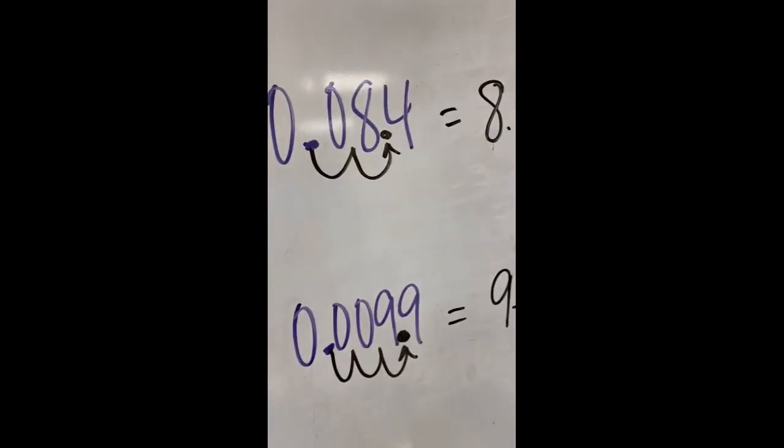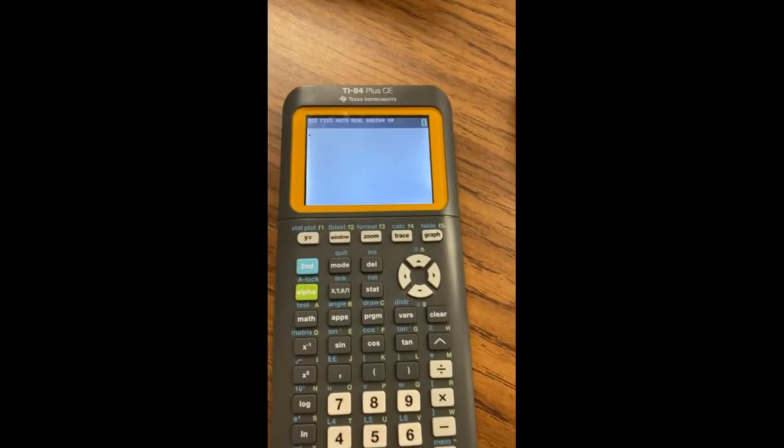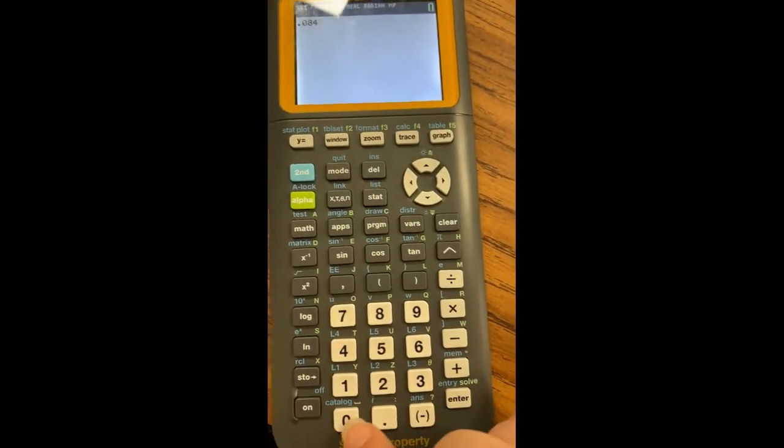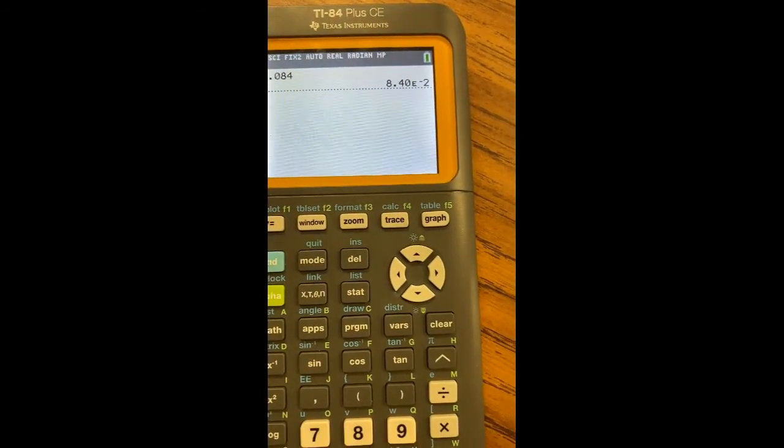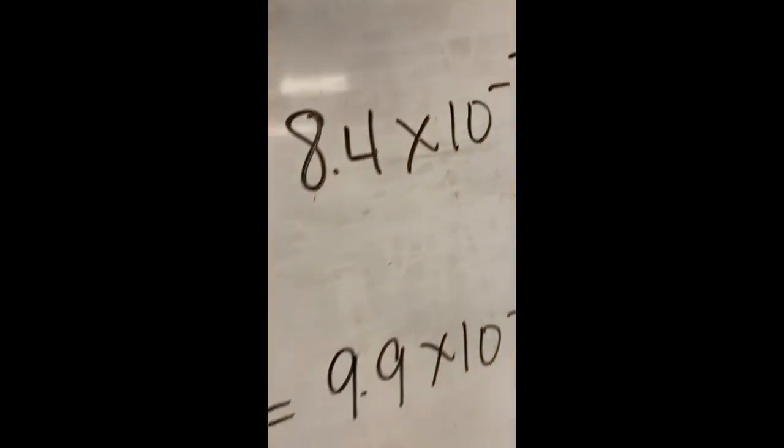Okay, if I wanted to do this one, 0.084, we got 8.4 times 10 to the negative 2nd. So I'm going to put this in. I put the decimal 0.084, I'm going to click enter, and we get 8.4 exponent to the negative 2, which is what I have right here, okay?